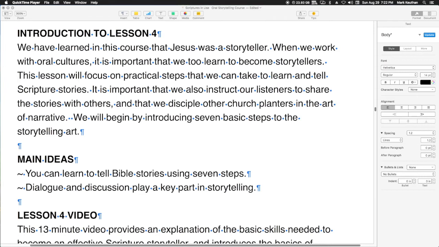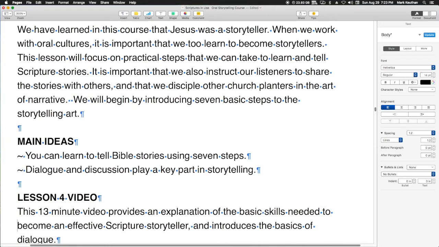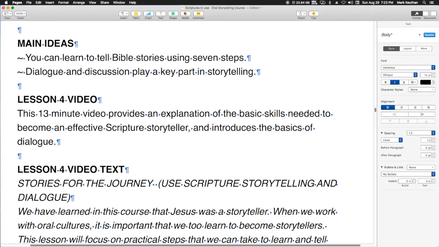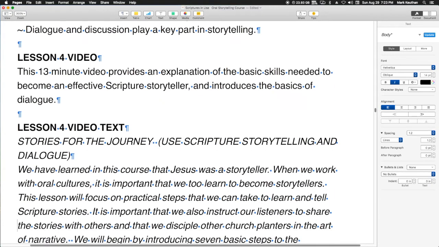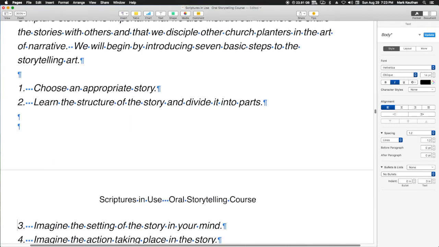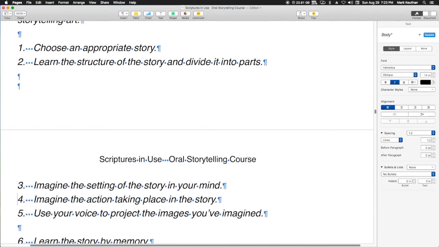So these are the practical steps that you can take to learn and tell scripture stories. And in our case, that's parables. So here we go. And I've already put the lesson 4 video up there, called Stories for the Journey. So theoretically, you've already looked at that. I'm not going to go through this. This is the text to that video. But here are the 7 steps.